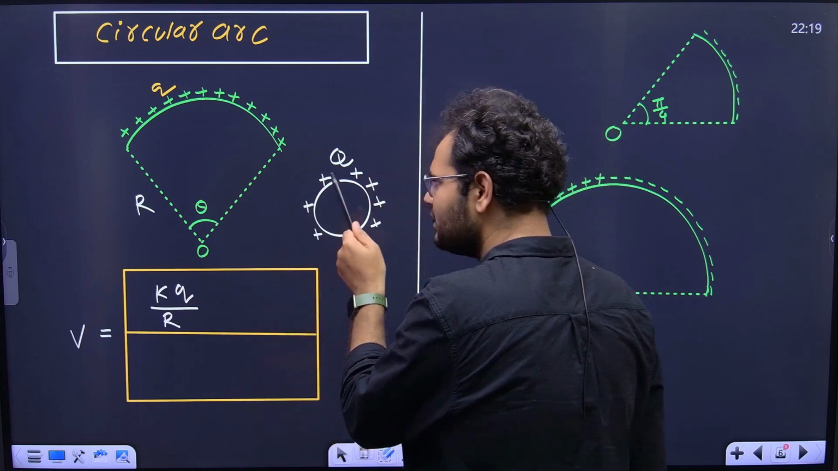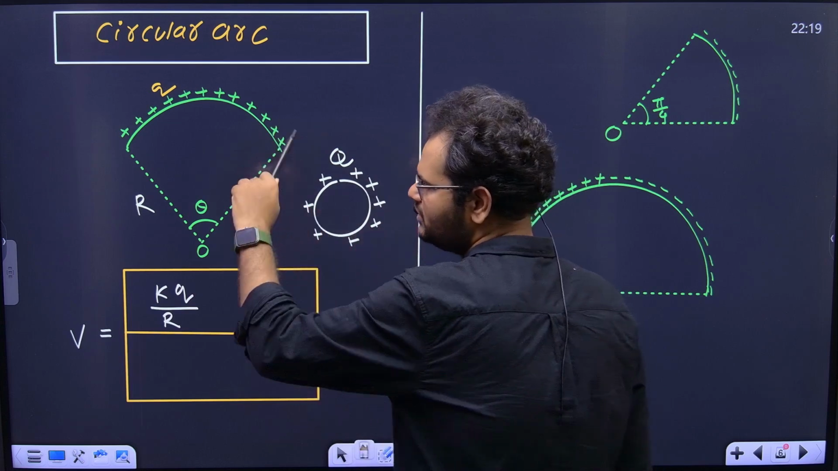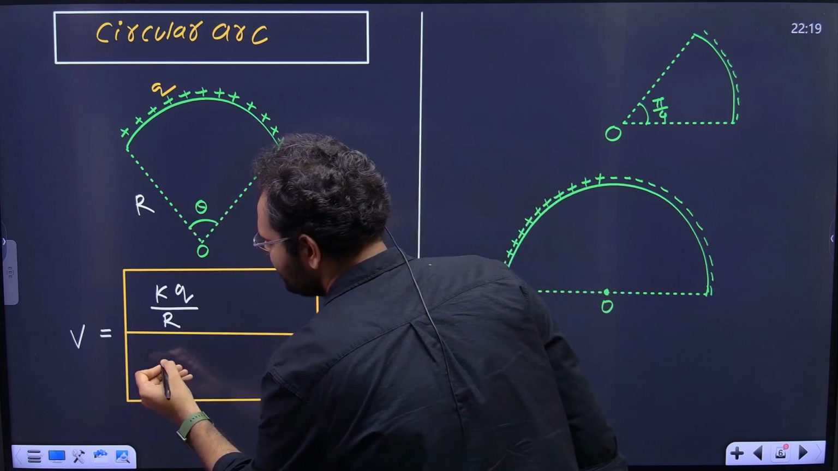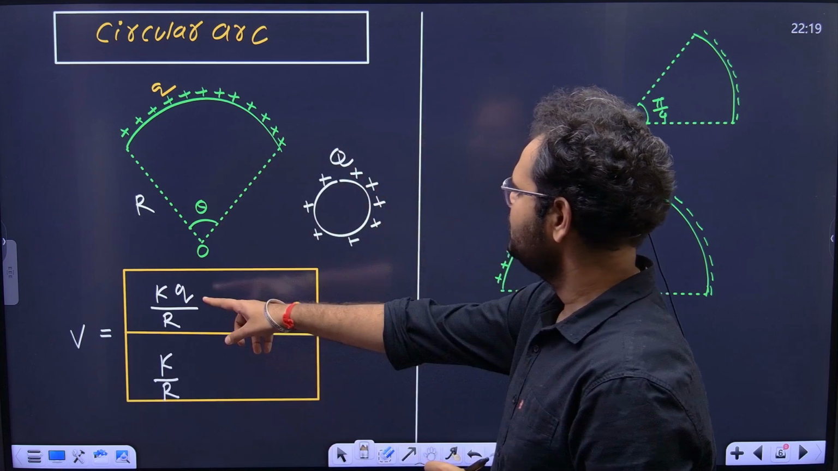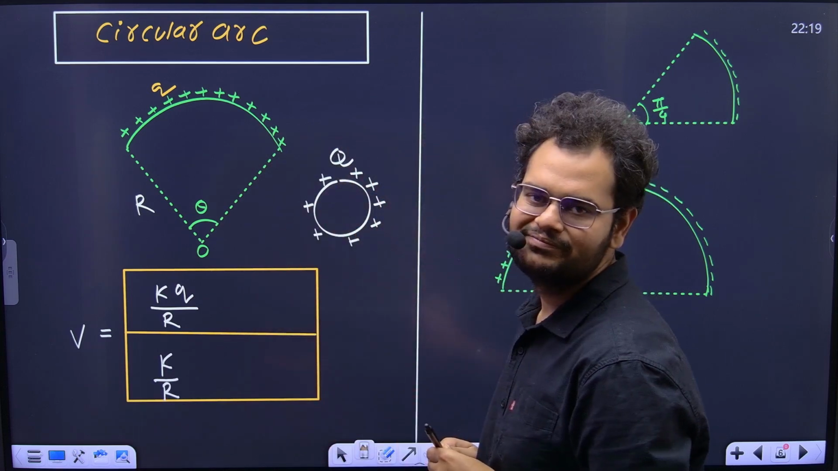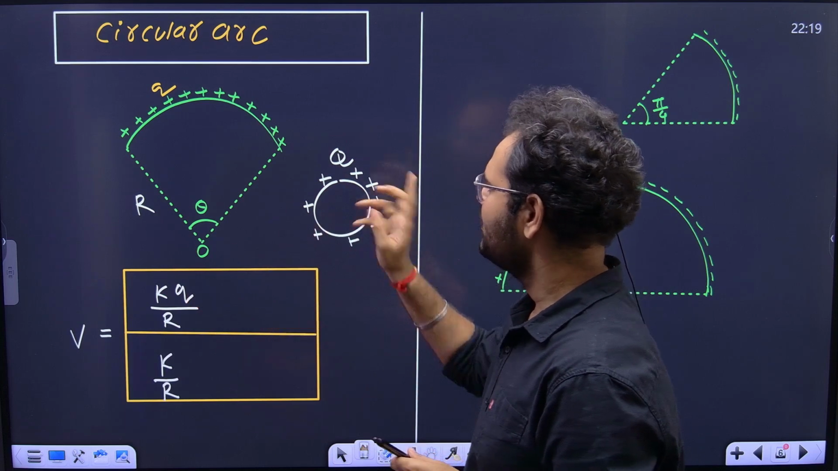Small q is not given, plus q is given. Capital Q is given on the entire ring, and only on this part they are asking potential. So what I will write, K upon capital R. What is the relation between small q and capital Q? Can you tell me the relation?